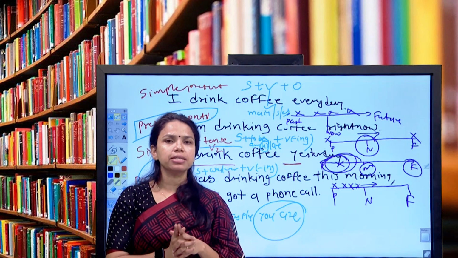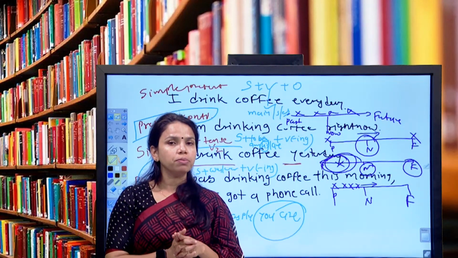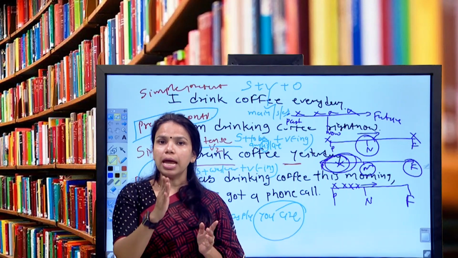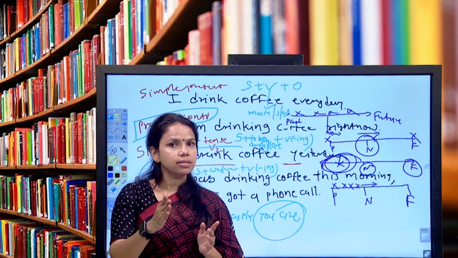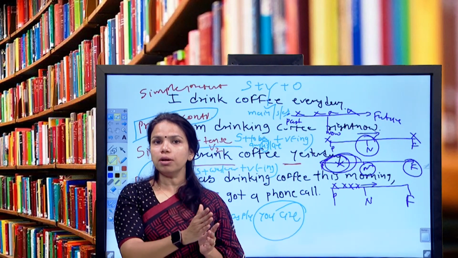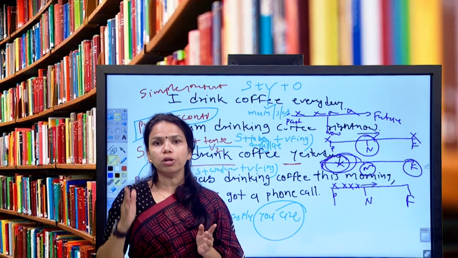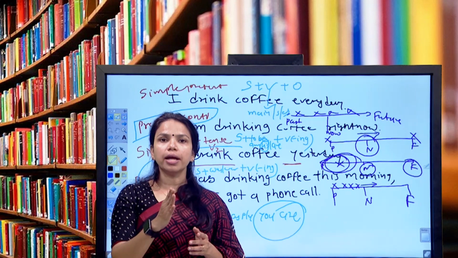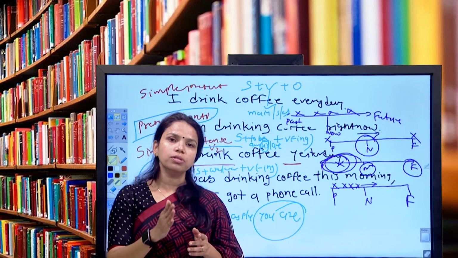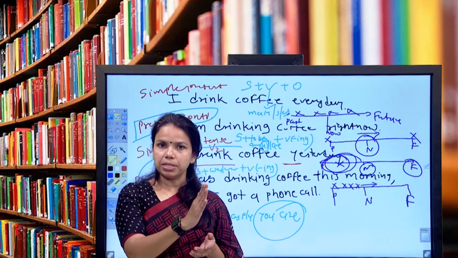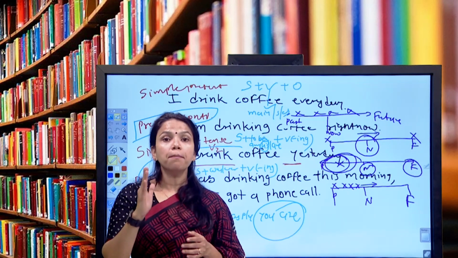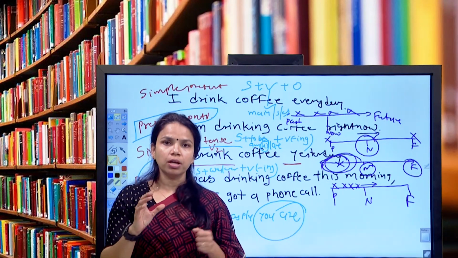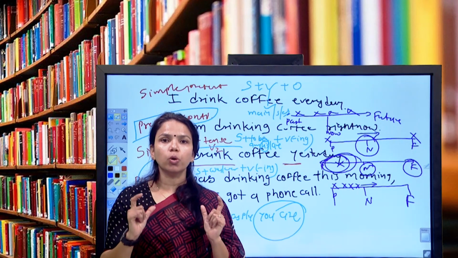What is the form of present continuous tense? Subject, verb, object, okay, but subject plus to be form: am, is, are. Is you have to use with a singular subject and are with plural subjects, right, and am you have to use with the subject I. So, subject plus to be form plus main verb, and after the main verb you have to put ing. So, it shows the process is going on.